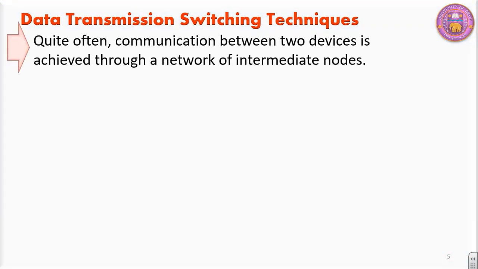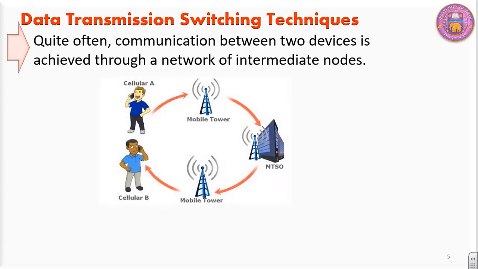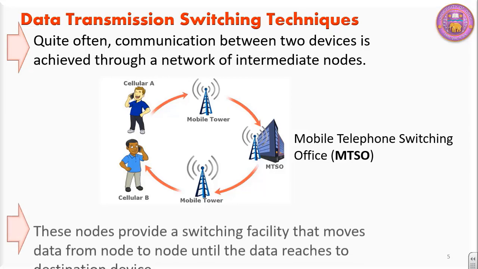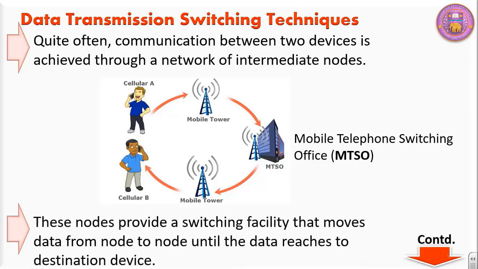Quite often, communication between two devices is achieved through a network of intermediate nodes. For example, here you can see two persons talking to each other and they are connected to mobile towers, and mobile towers are connected to the mobile telephone switching office. So we find that communication between two devices is achieved through a network of intermediate nodes. These nodes provide a switching facility that moves data from node to node until the data reaches the destination device.